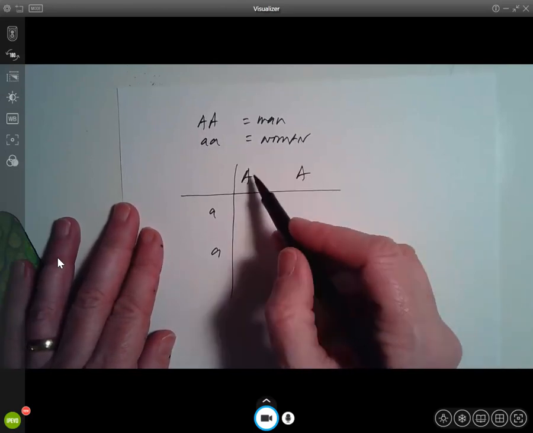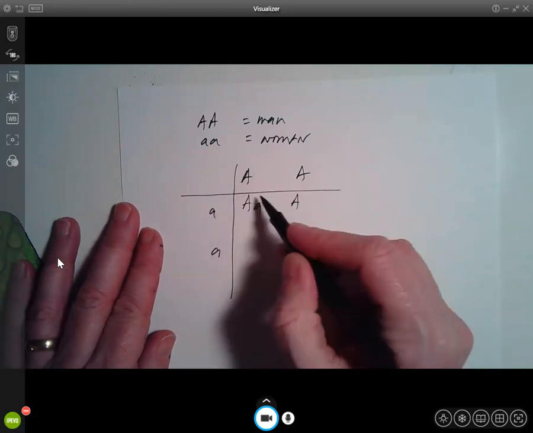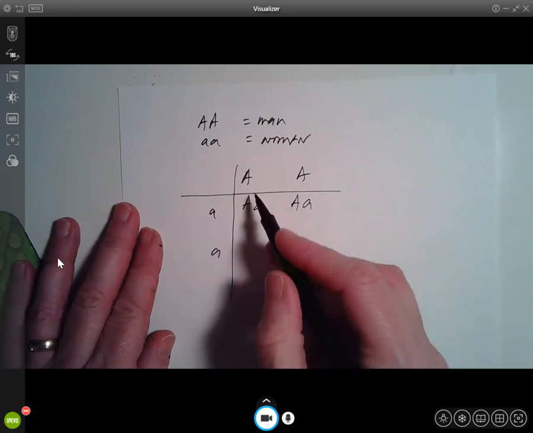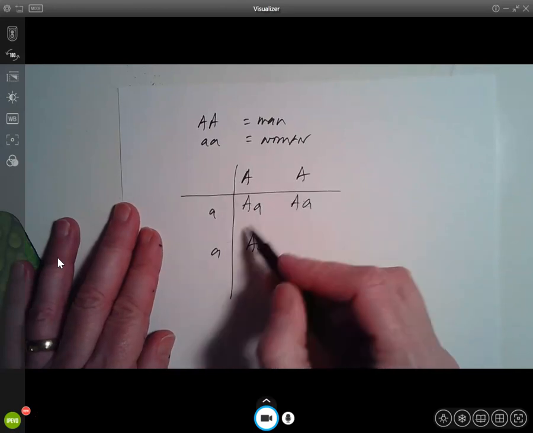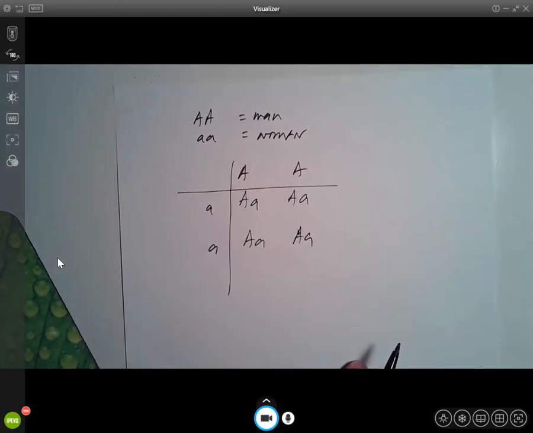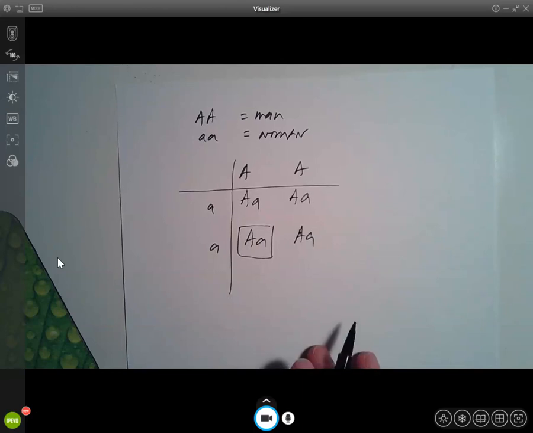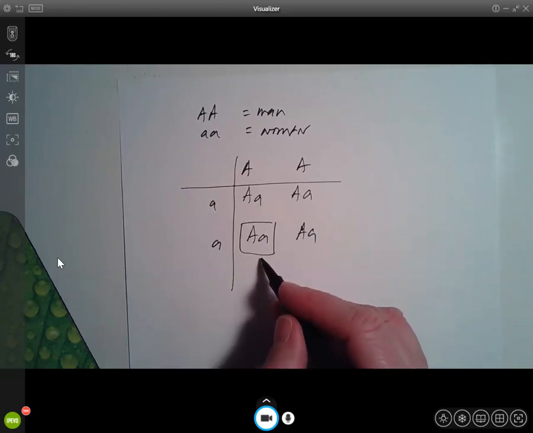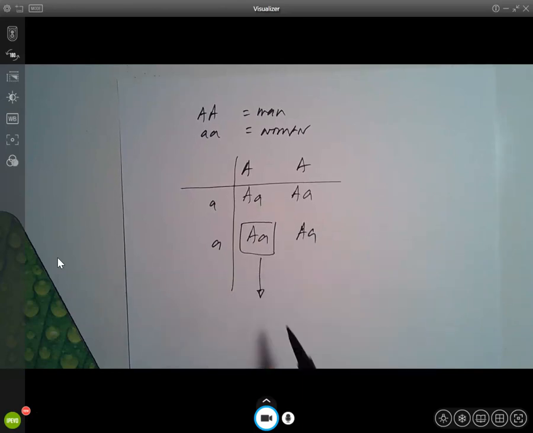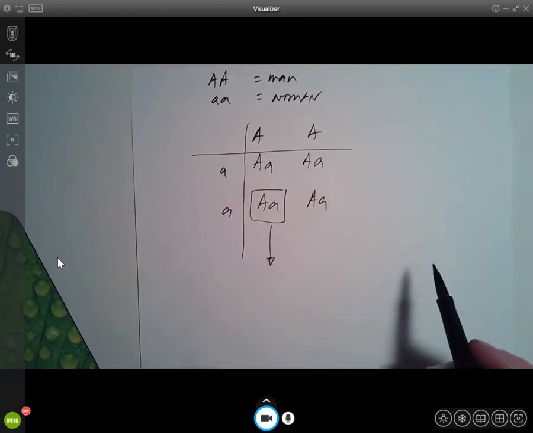But anyway, so here's our man, here's our woman, and they have children, and we do our dihybrid cross, and it turns out that every single child has 100% probability of being a carrier for albinism. So that's a heterozygous offspring who's carrying that recessive gene. Okay, so 100% of them would carry it.